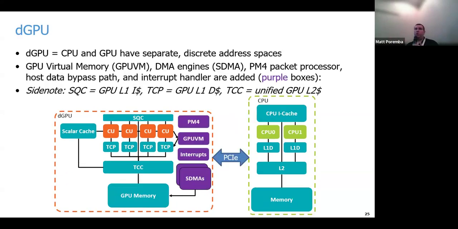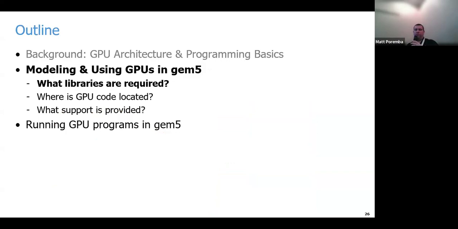Gem5 supports both APUs and DGPUs, and Matt and Vishnu in the next section will talk about some of those differences and where the code is. But I did just want to make sure that if you hear us talk about APUs versus DGPUs, that you understand the difference is basically where the data can be accessed and who does the accessing. And with that, we're done with a brief tour.